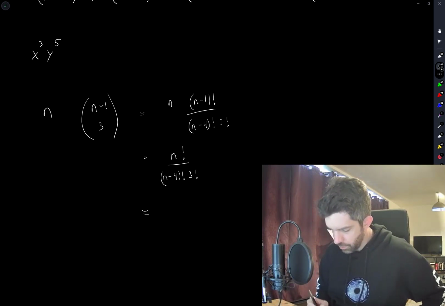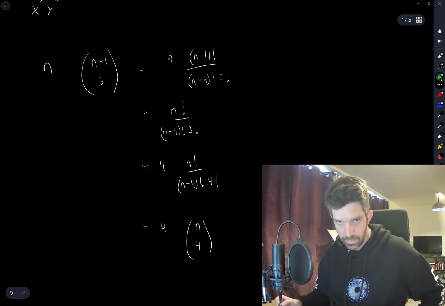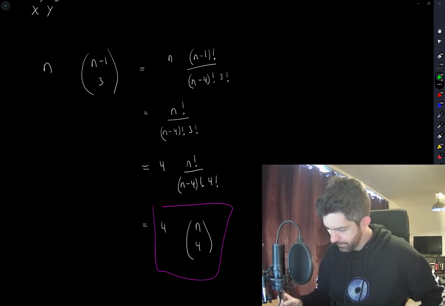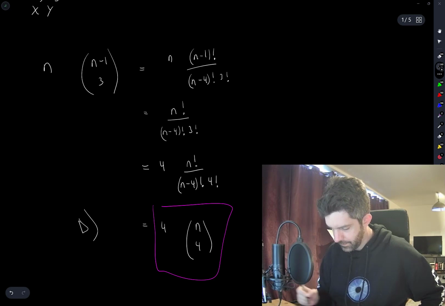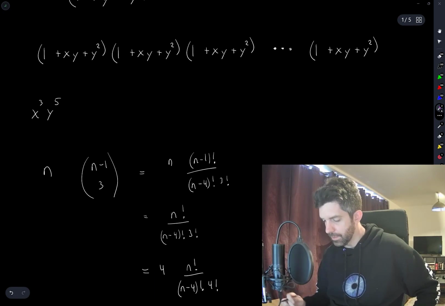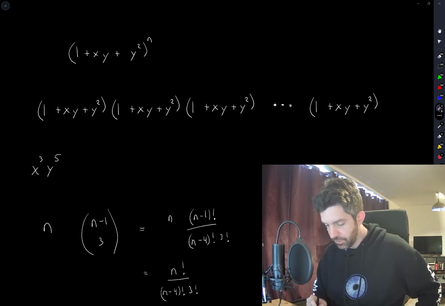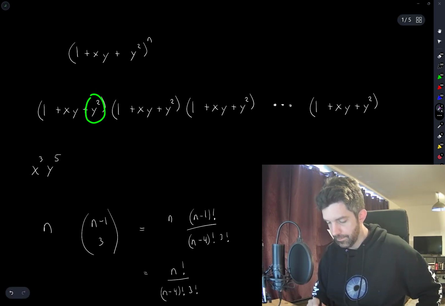And I think this does correspond to one of the options, because this is the same as n factorial over n minus 4 factorial times 4 factorial, but then we multiply by a 4 up here. And this is 4 times n choose 4, which is option D. Yeah, I'm pretty confident in this. My combinatorial skills are not very good, but it seems to make sense because we know we only want one of these to appear.